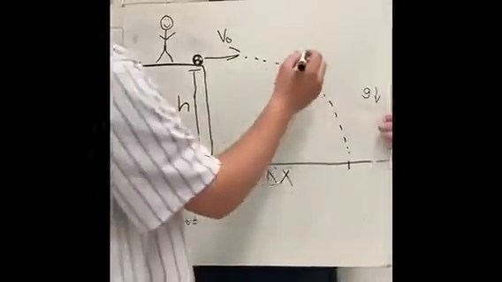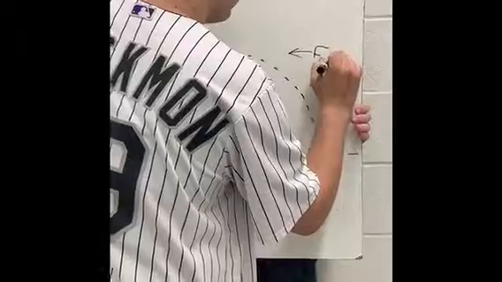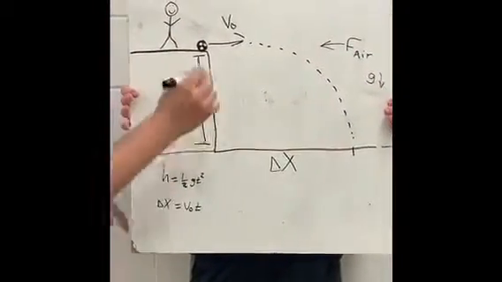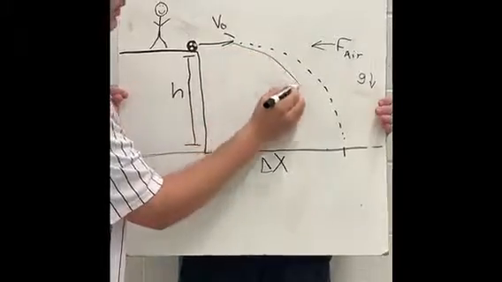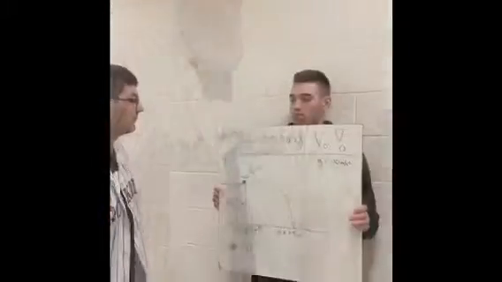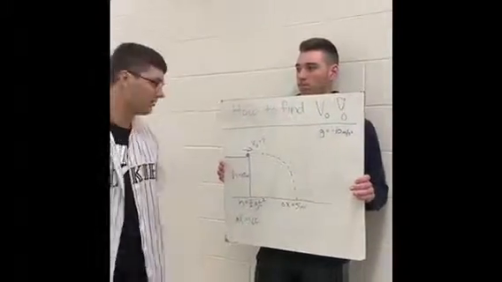But since there are forces like air resistance, this bowling ball will not land here, but it will land somewhere here, with a projectile path more like this instead of like that. So here we're going to learn how to find v sub 0.